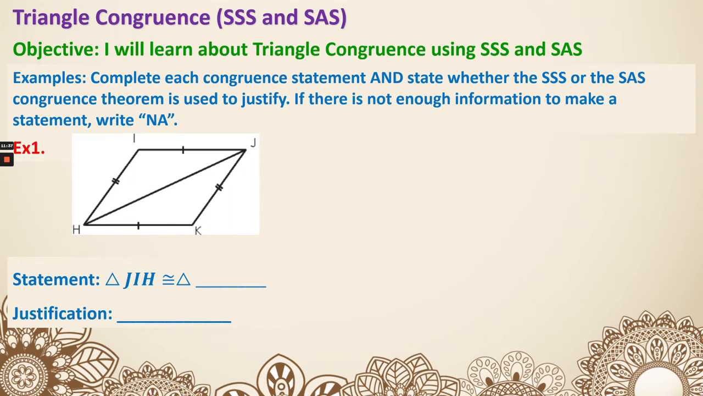Complete each congruent statement and state whether the SSS or the SAS congruence theorem is used to justify. If there's not enough information to make a statement, write NA. For example 1, we can see one pair of congruent sides, two pairs of congruent sides, but it doesn't look like we have any angles given. Besides, if we want SAS, it would have to be these two angles. So clearly SAS does not work because we're not indicating these two angles are the same. So now we can only try SSS.